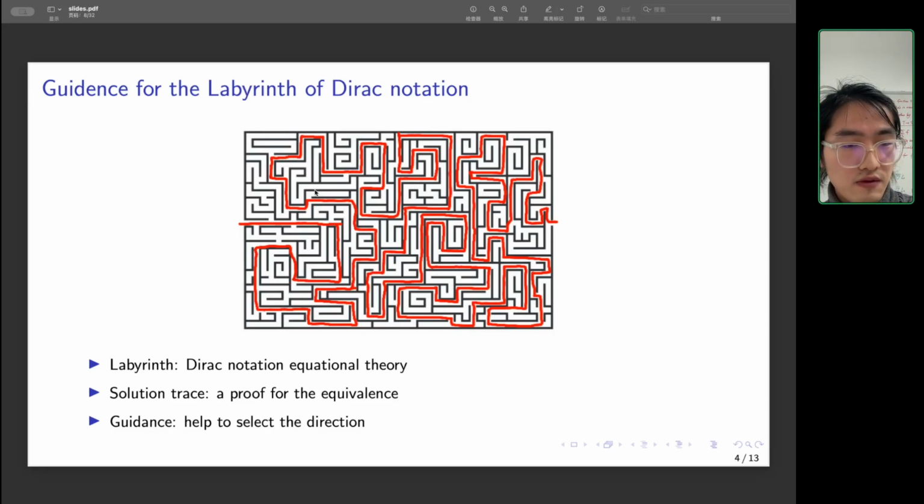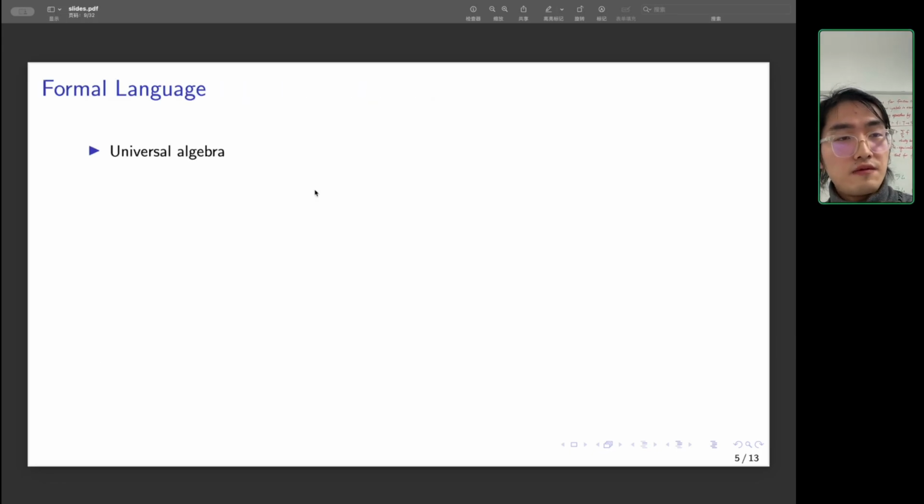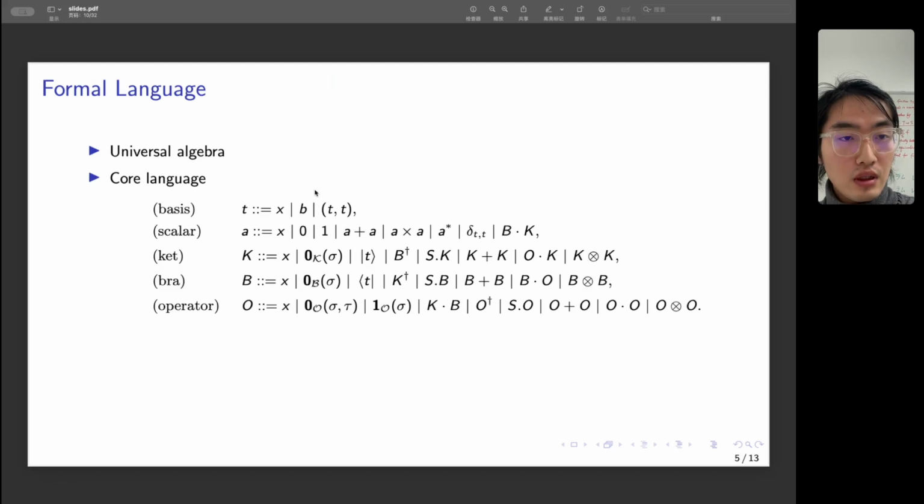And our work aims to provide the guidance, or in other words, the understanding of the structure that can help to select the direction during proof. So the first step is to formally define what Dirac notation is. We work in the universal algebra framework where we have a signature of function symbols, and each function symbol has a fixed arity. And we have a set of variables, and basic concepts like substitution of variables and pattern matching are also defined. So here is our core language for Dirac notation.